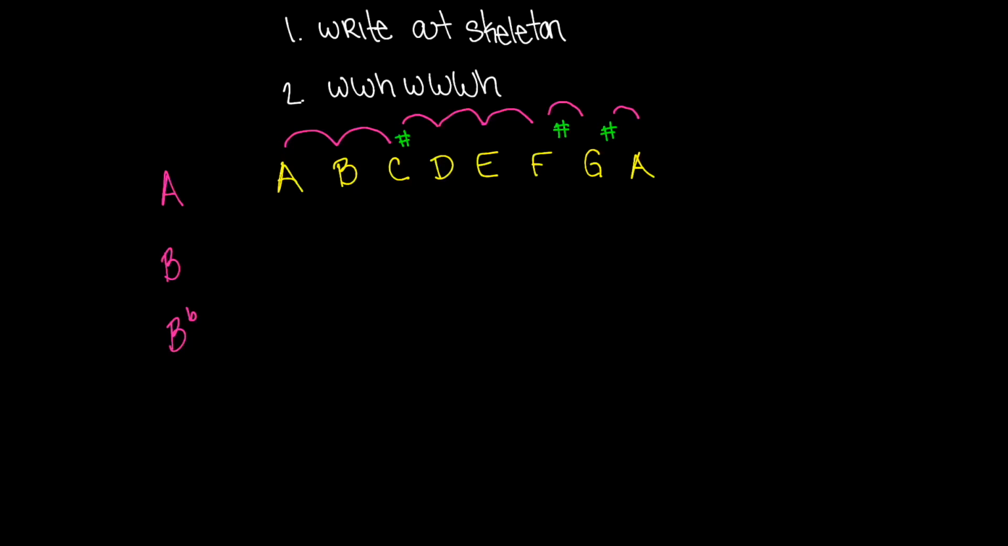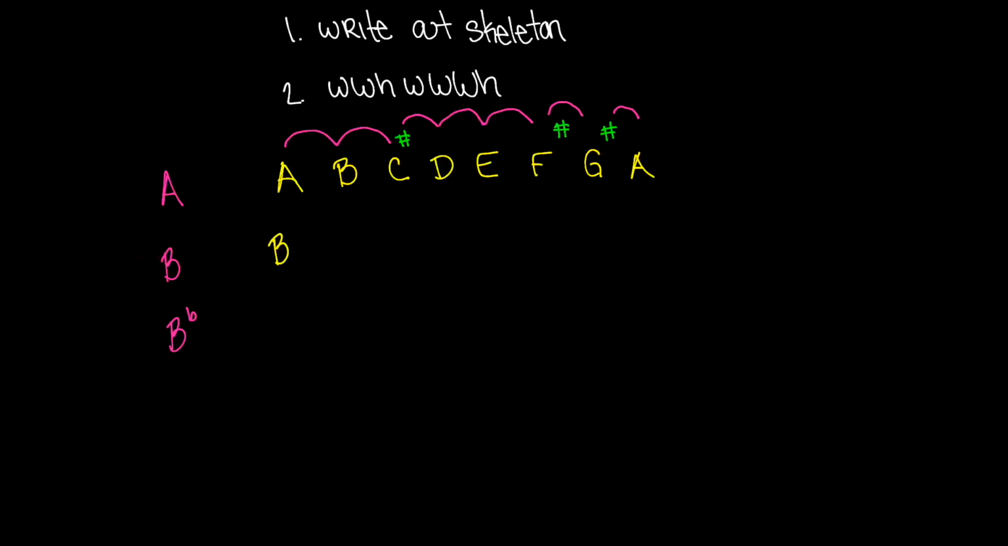Now let's take a look at the B major scale. You can actually do this whole step again. You could write out the skeleton, whole, whole, half, whole. There's nothing wrong with that. But if I already know what the A major scale looks like, I'm going to cheat. And I'm going to go, well, I know that the distance from A to B is a whole step up.